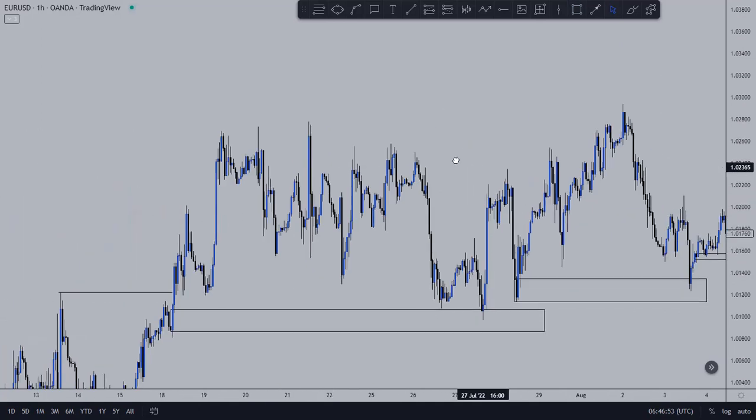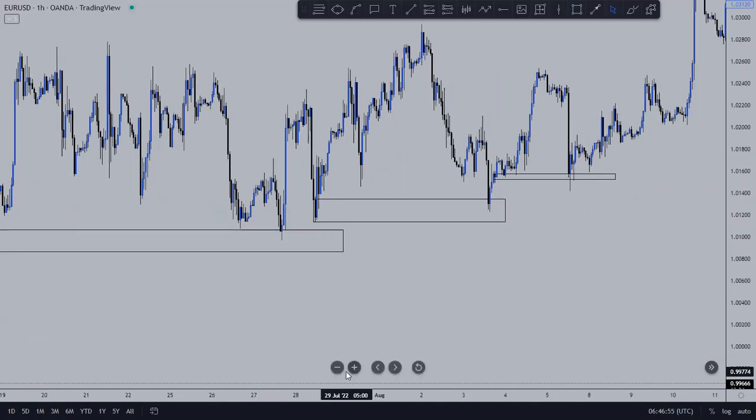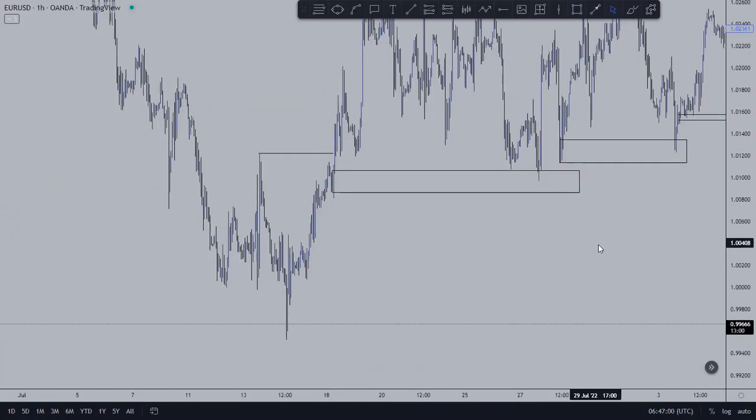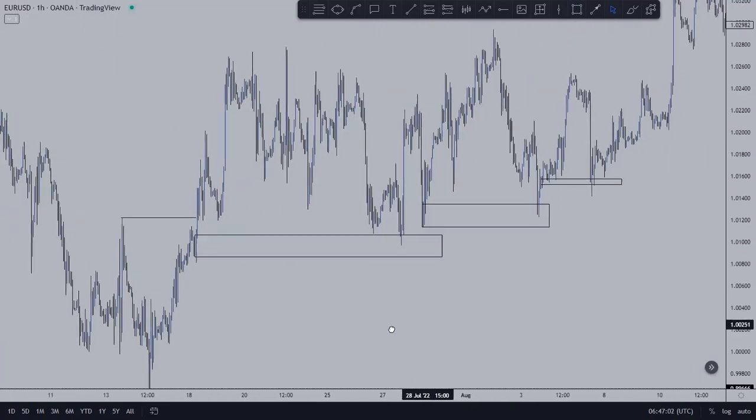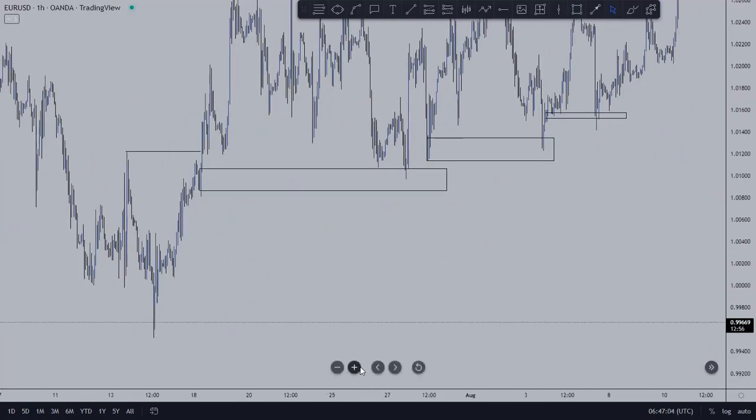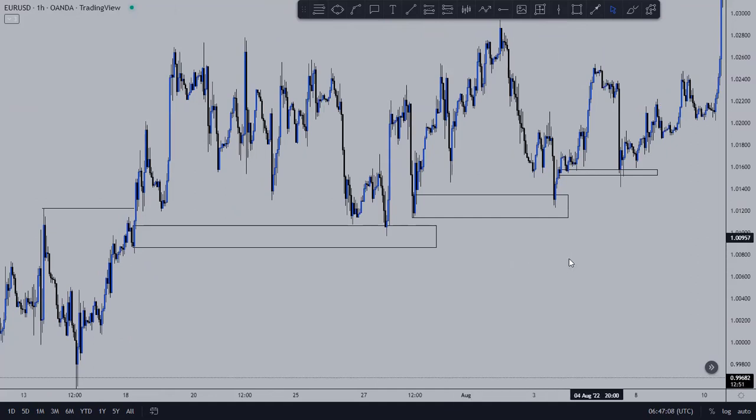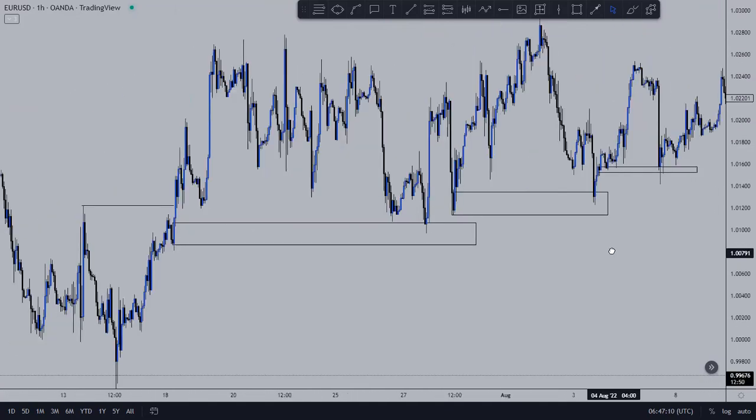So these are simple examples of the standard order blocks that we actually have on the market. These order blocks are not just found everywhere. Order blocks are very special moments on the market.